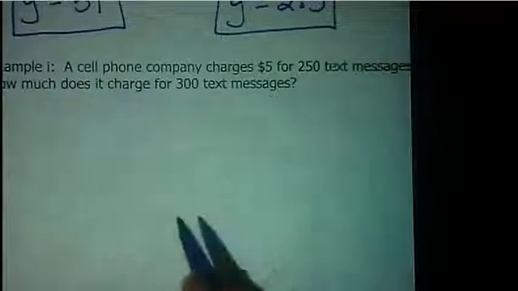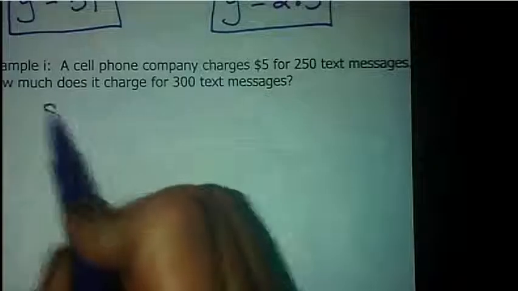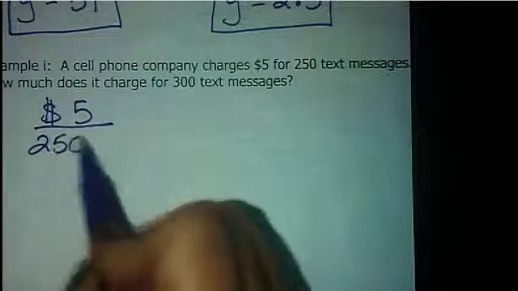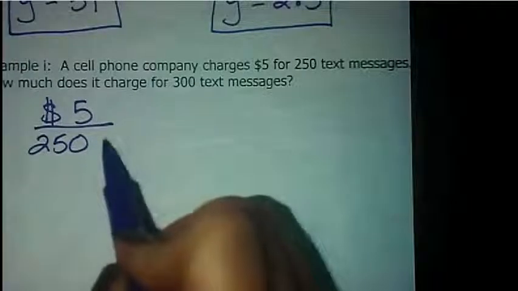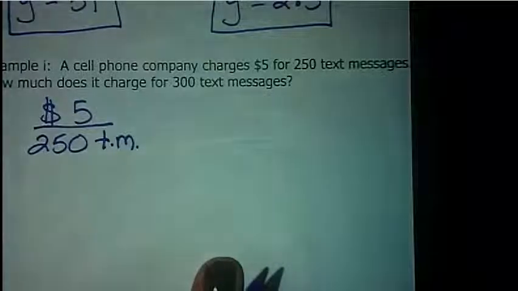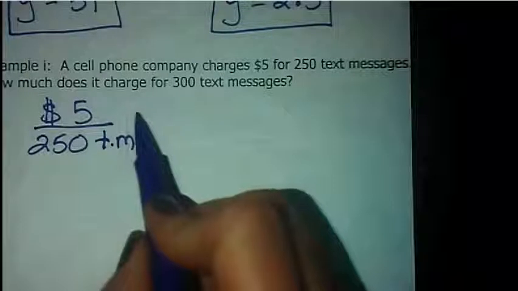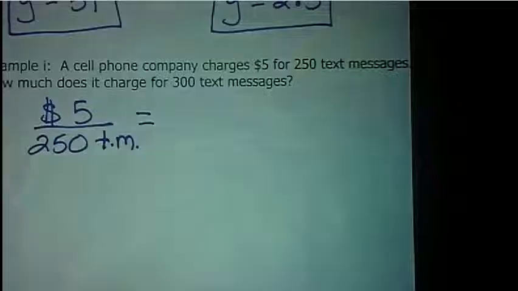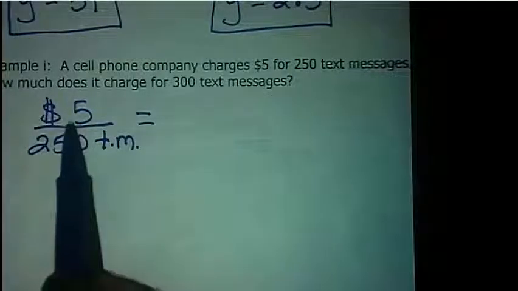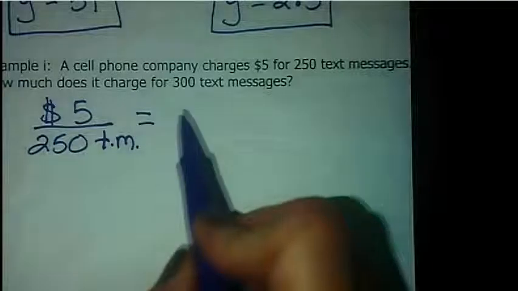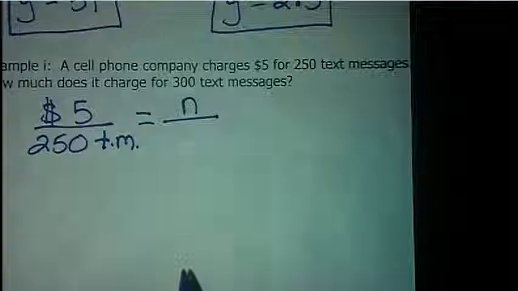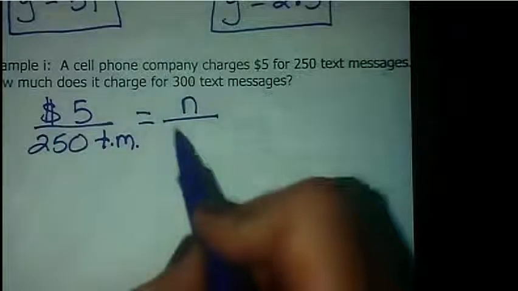Well, we're going to first set up a proportion. We know that $5 will buy you 250 text messages. I'm going to call those TMs. I want to know how much would I have to pay for 300 text messages. Notice that the amount that I don't know is the dollar amount. So that's going to be my variable. I'm just going to use an N for my variable. And I want to get 300 text messages. So that needs to go on the bottom.